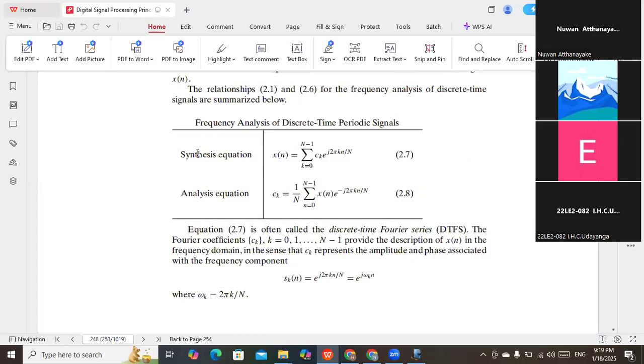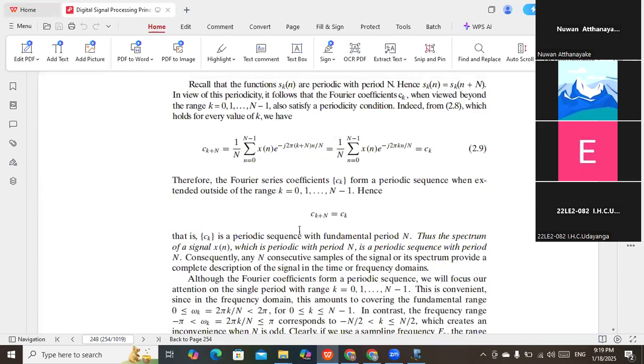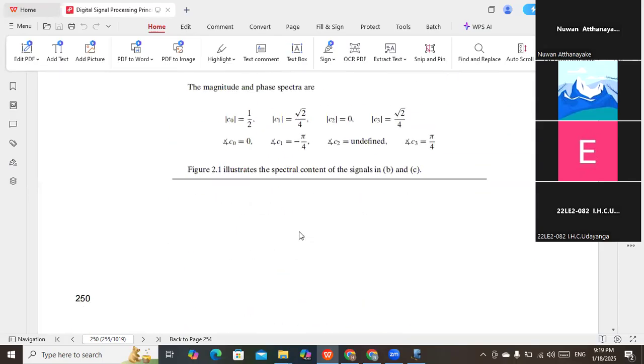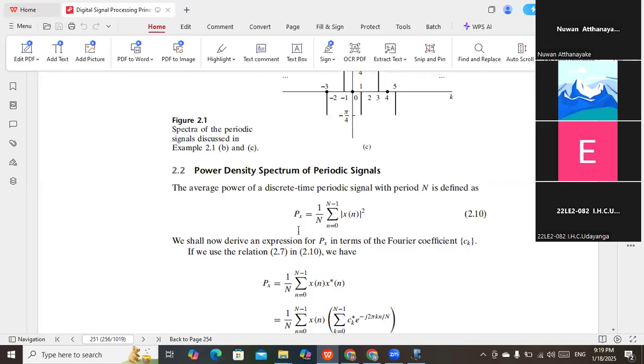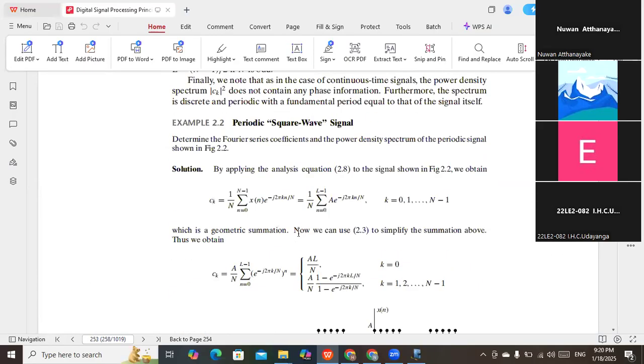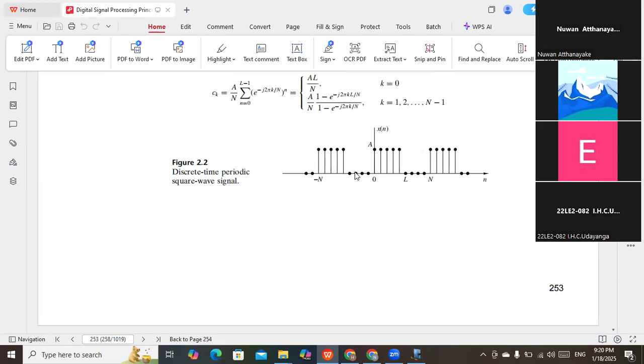Yeah, this is the synthesis. These are the equations. Okay, analysis of discrete time periodic signal. Okay, and this one. I asked you to represent this one as a Fourier series representation.